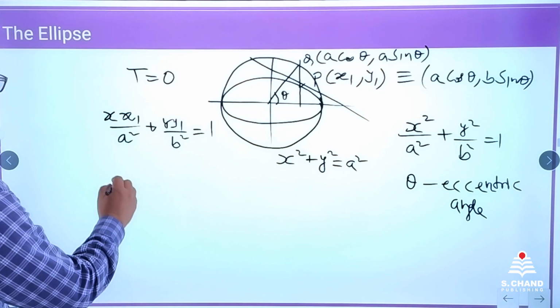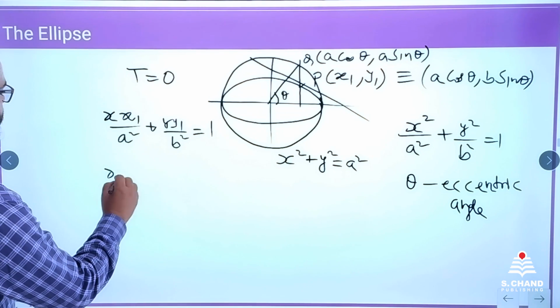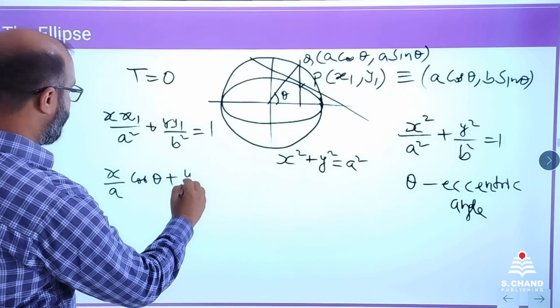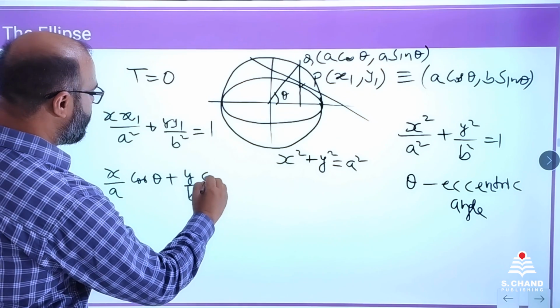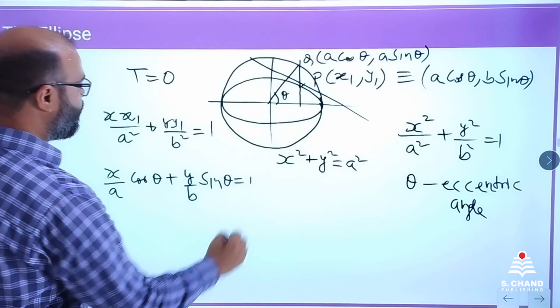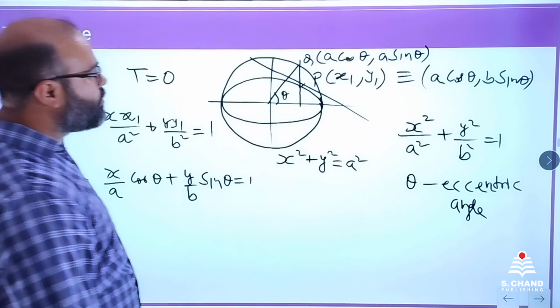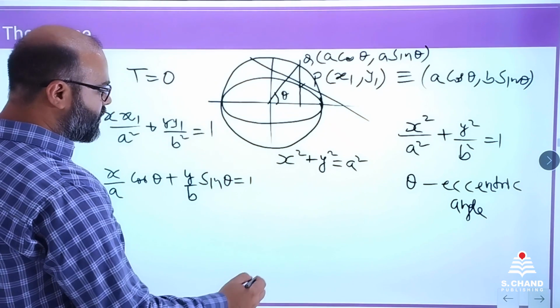Now if we want to write in parametric form the tangent, then this will be x by A cos theta plus y by B sin theta is equal to 1, after putting x1 as A cos theta and y1 as B sin theta. Now we have something called director circle.